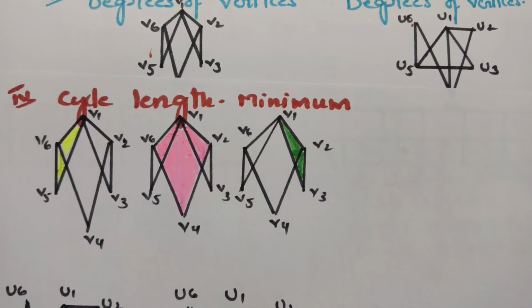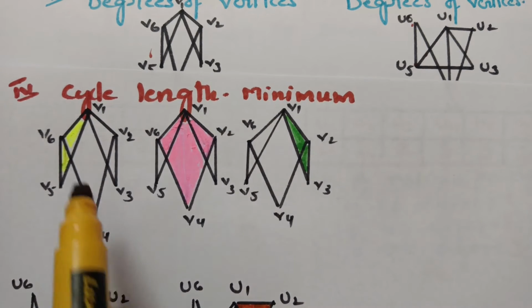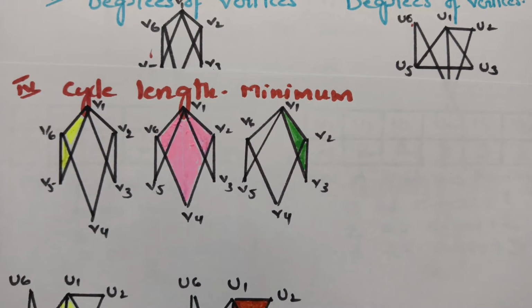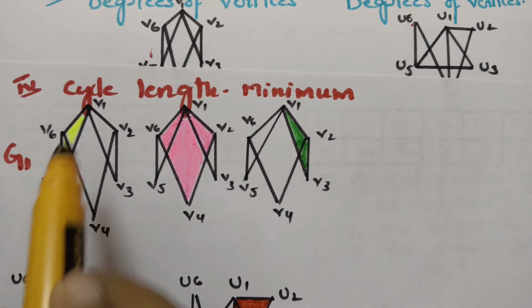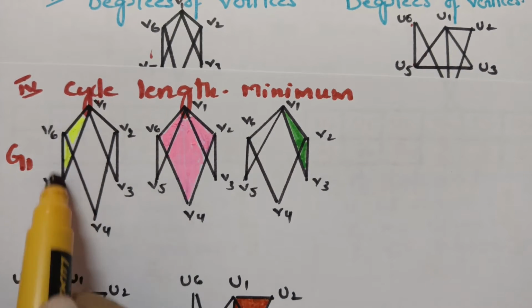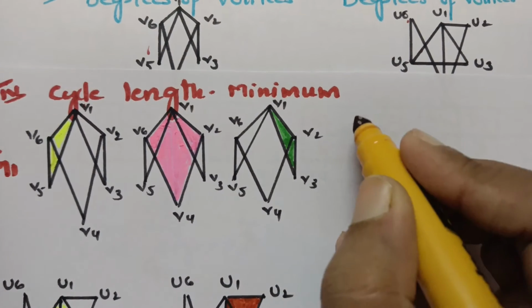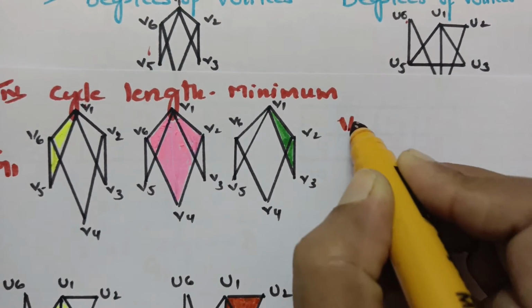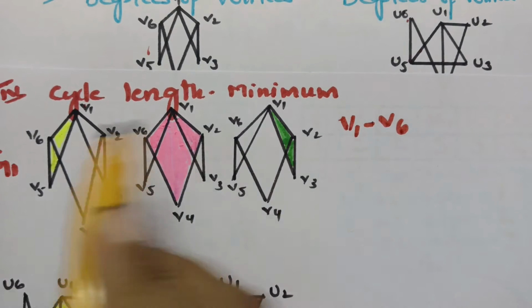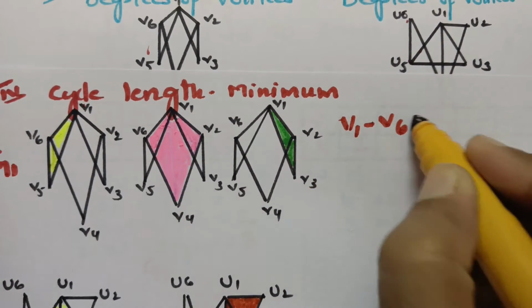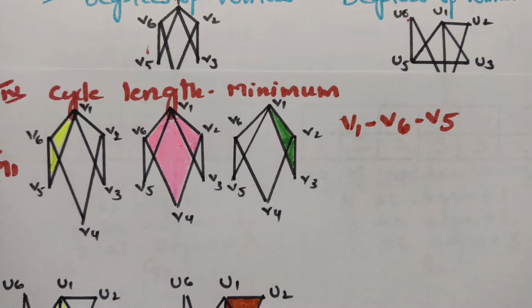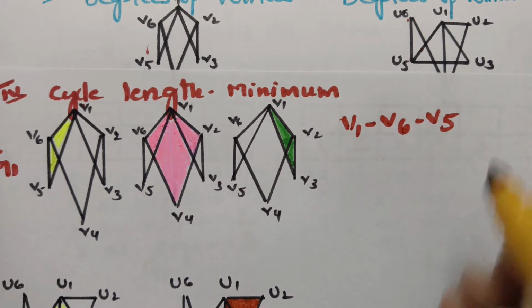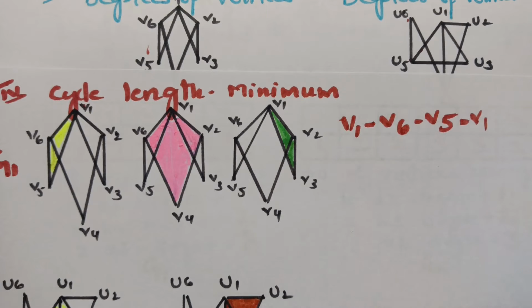See, the next one is the cycle length. This is the figure, that is graph 1. So according to graph 1, what is a cycle? A cycle is nothing but a closed figure. The first cycle here is v1 to v6, and again to v5, and again v5 to v1. So this is cycle 1. This is the closed cycle.